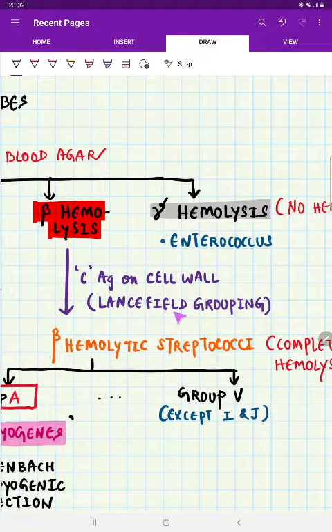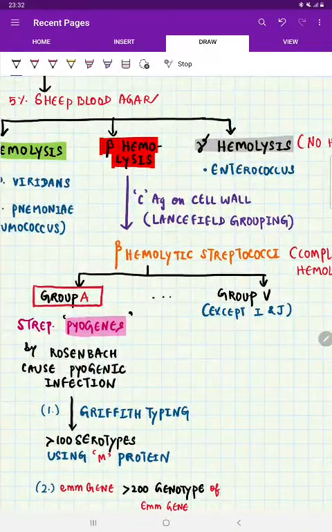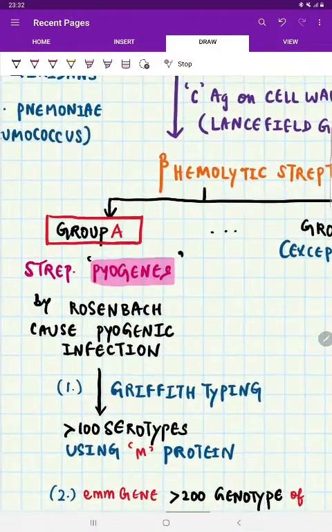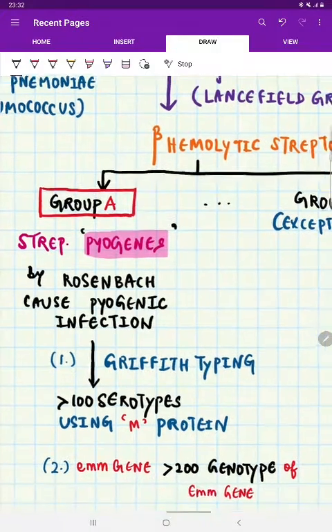Now coming to the Lancefield classification, a grouping of beta hemolytic streptococci. What does it say? There are groups from A to V except I and J. Remember, the majority of the pathogenic beta hemolytic streptococci are grouped under group A, and the prototype here is Streptococcus pyogenes. The name Streptococcus pyogenes was given by Rosenbach, because this organism was causing pyogenic infection.